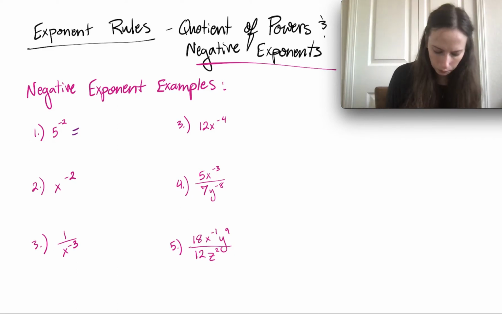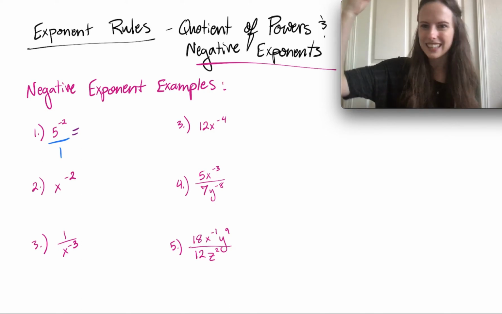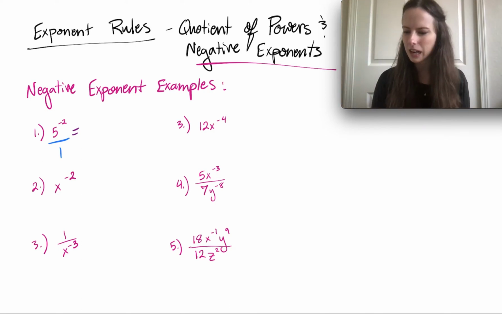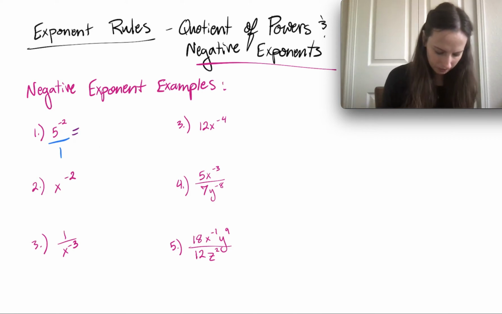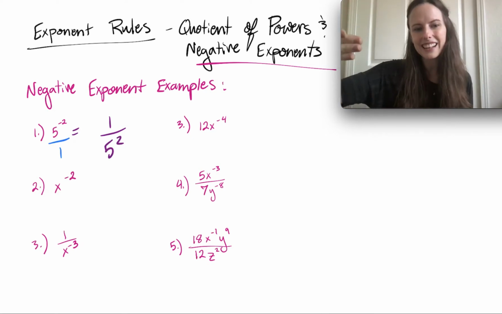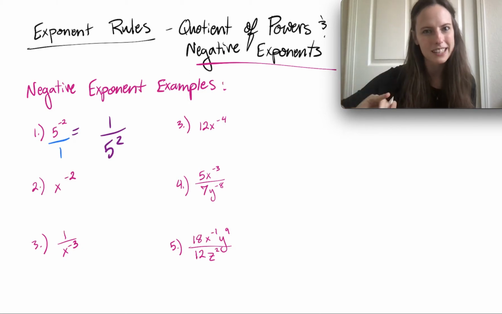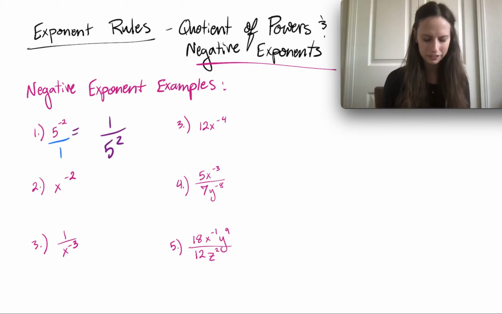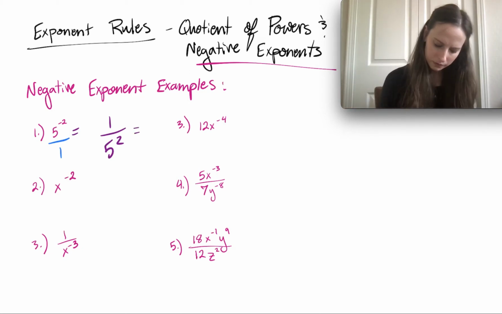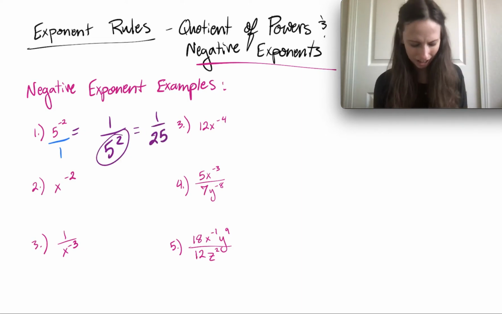So imagine this border where there's a fraction over 1 and cross from, say, the numerator to the denominator. So in this case, if we're in the numerator, if we cross this whole thing from the numerator to the denominator, then that negative exponent will change sign and become positive. So 1 over 5 squared, and then if we simplify that, that's 1 over 25, because 5 squared is 25.